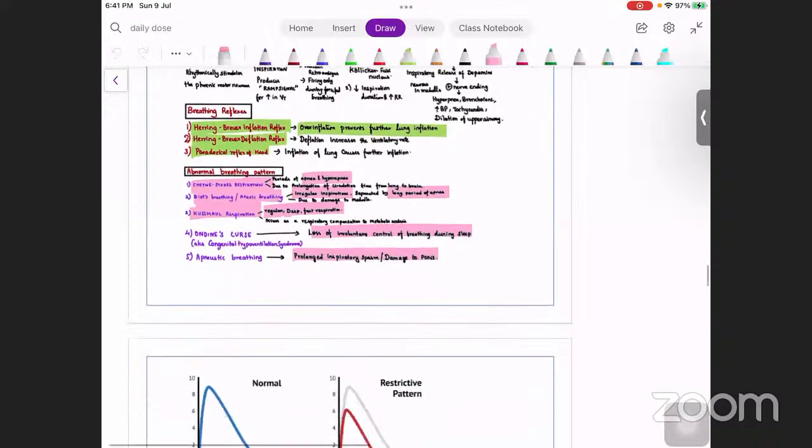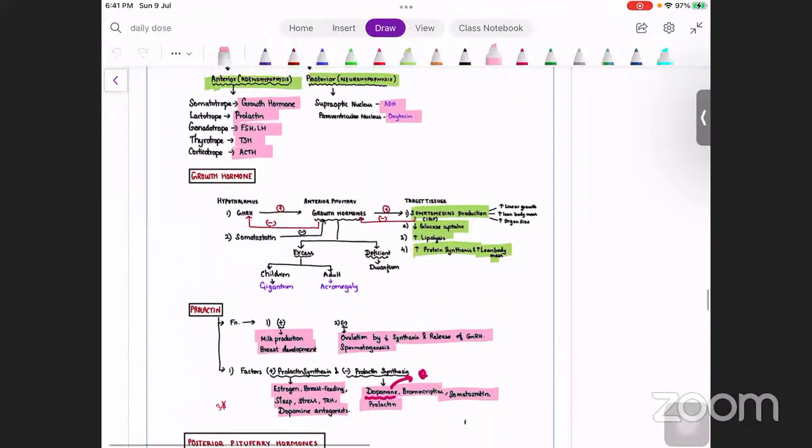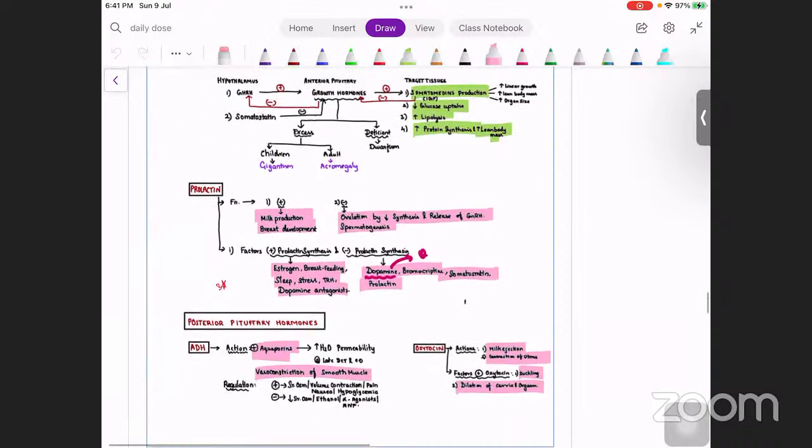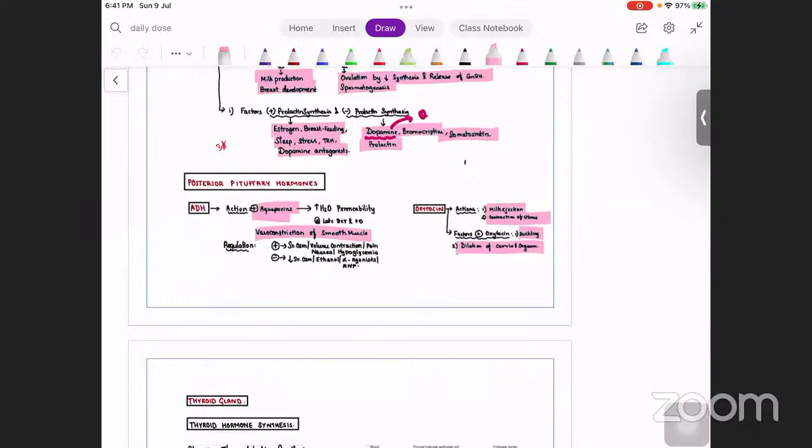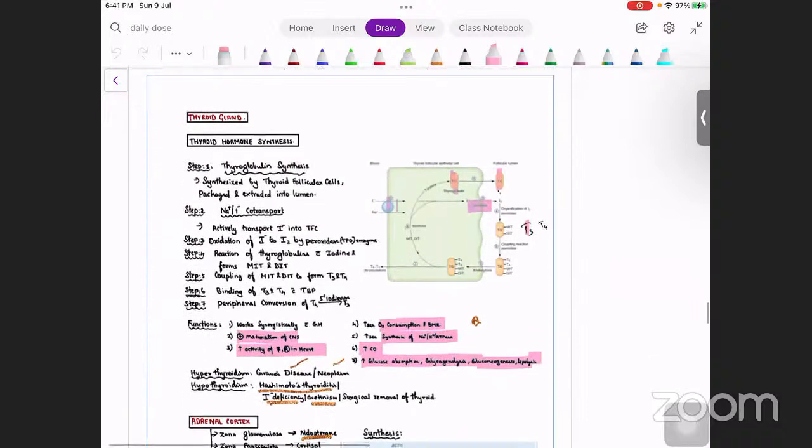Okay, apart from that, we are talking about the endocrine physiology. So growth hormone, somatostatin's production, decrease in glucose uptake and lipolysis, and increase in protein synthesis. Prolactin: milk production, breast development, suppression of ovulation, and suppression of spermatogenesis. Posterior pituitary hormone, ADH: stimulation of aquaporins. Oxytocin: milk ejection and contraction of uterus. Thyroid hormones, main function is maturation of CNS, increase in BMR, increases oxygen consumption, increases synthesis of sodium potassium ATPase, increases cardiac output, and increases glucose absorption.